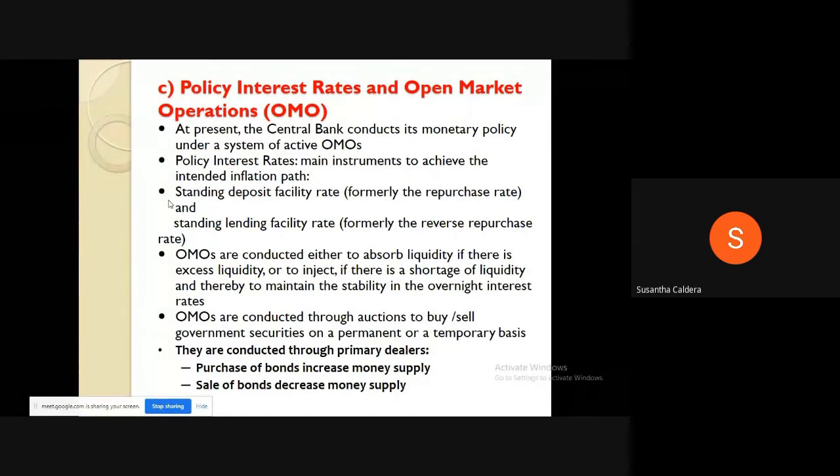They are conducted through primary dealers. Purchase of bonds increases money supply. Sale of bonds decreases money supply. What do you mean by purchase of bonds? It is sale of bonds.